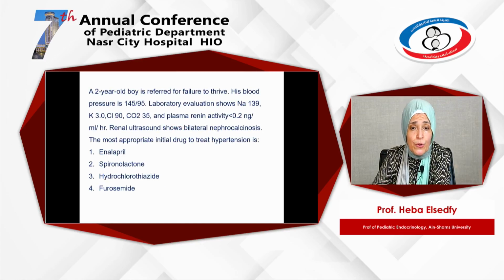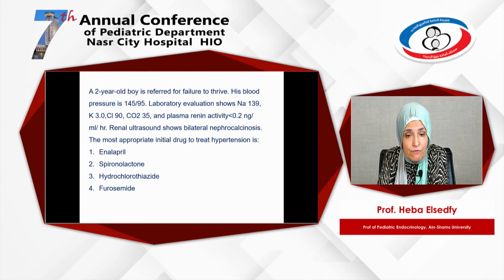A 2-year-old boy is referred for failure to thrive. His blood pressure is 145 over 95 millimeters mercury. Laboratory evaluation shows sodium 139, potassium 3, so there is hypokalemia. Chloride 90, carbon dioxide 35, plasma renin activity is suppressed. Renal ultrasound shows bilateral nephrocalcinosis.